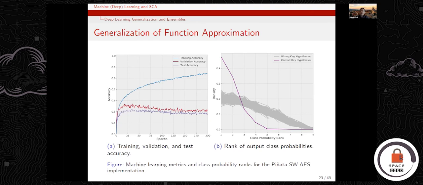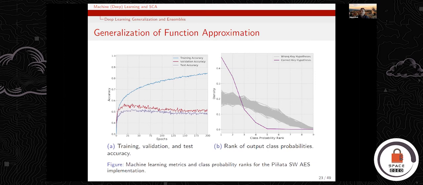But let's see what happens here. Why is this attack so successful? If we look at the class probability ranks, this would be basically the probabilities obtained from our neural network. What are those probabilities? The numbers telling how likely it is that the correct key would be zero, that the correct key would be 1, 2, 3, 4, 5, all the way to 255. So we are interested in those probabilities.